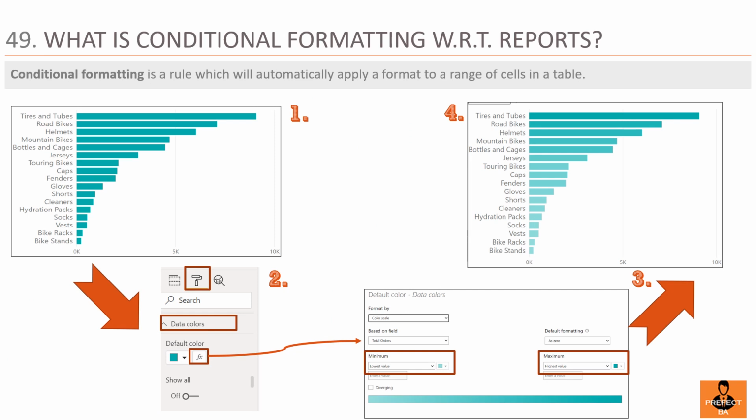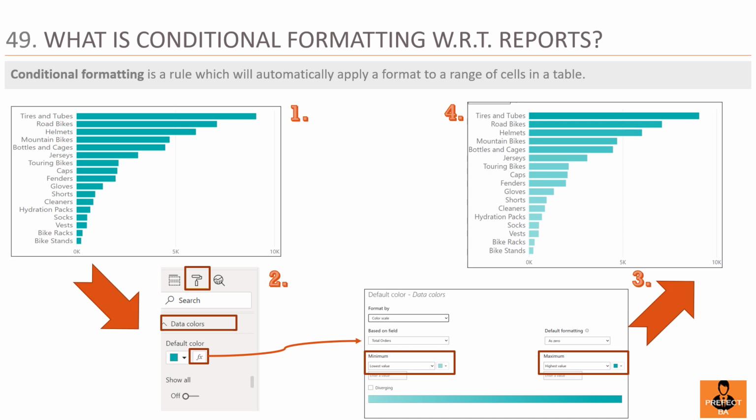Question number 49. What is conditional formatting with respect to reports? Conditional formatting is a set of rules which will automatically apply a format to a range of cells in a table. With conditional formatting for tables, charts and matrices in Power BI, analysts can specify customized cell colors, including color gradients, based on field values. Let us look at an example.